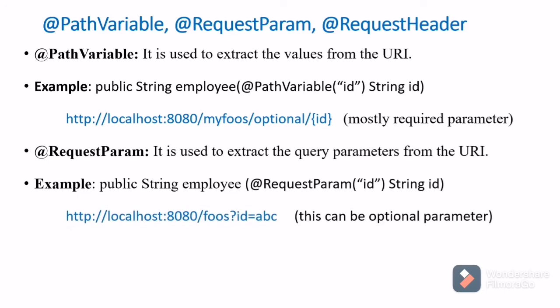Next annotation, @RequestParam. It is used to extract the query parameters from the URI. It is similar to path variable, but if you see the difference, it is like ?id=ABC. Here we are passing that value and we want to extract that value. Here id is the parameter and ABC is the value. It is not mandatory. This can be an optional parameter also, and removing this will not cause any problem.